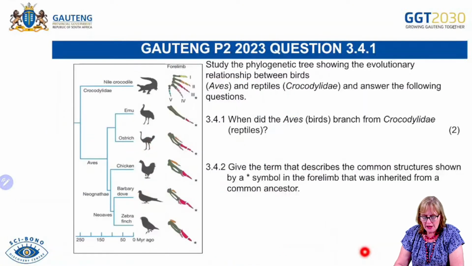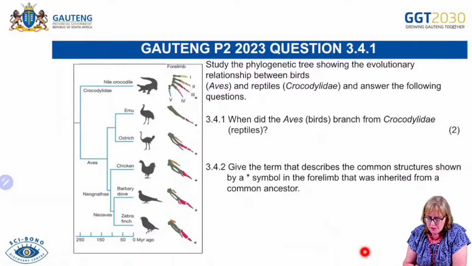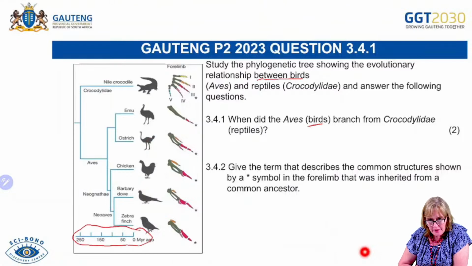Right. Now let's look at how they asked it in the prelim paper too, because this was a problem. Study the phylogenetic tree showing the evolutionary relationships between birds, right? So they didn't give humans, birds, aves, and reptiles. I'm not going to pronounce that name there. And answer the following questions. When did aves or birds branch from the crocodile or the reptiles? Right. So now there's a timeline right there.